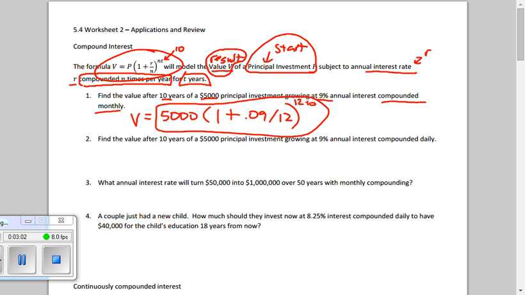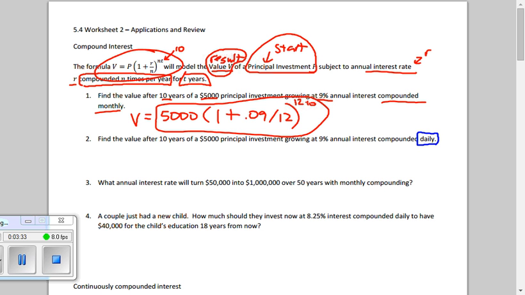Okay, so next one. Find the value after 10 years of a 5,000. Okay, wait a minute. Oh, the only difference here on number 2 is this says compounded daily. Hopefully you know how many days there are in a year. And for those of you that are smarty pantses and want to use 365 plus the part of a leap year, don't do that. It's just 365. That's what we assumed on the test. But I know it's 365.25 if you want to be smarty pants.